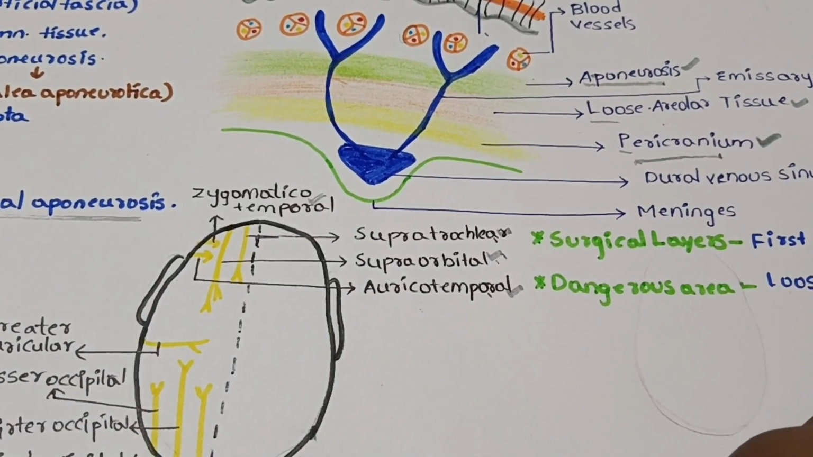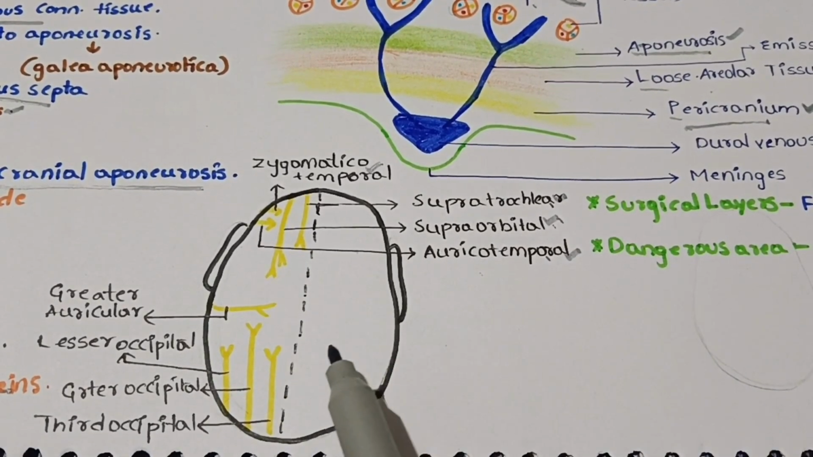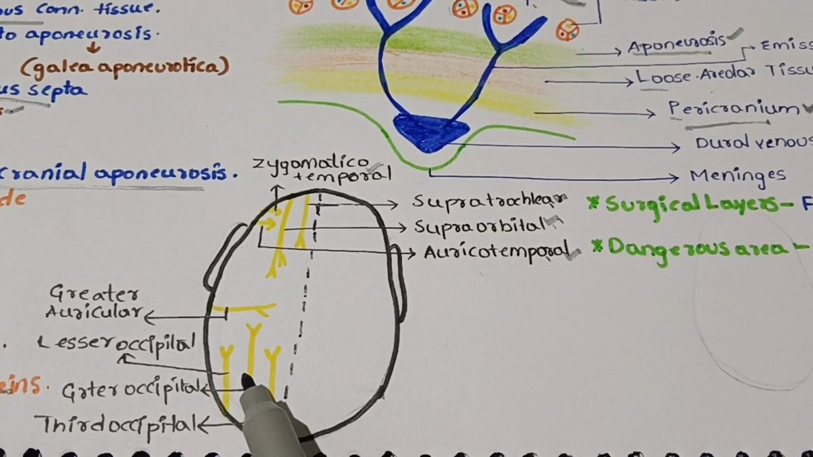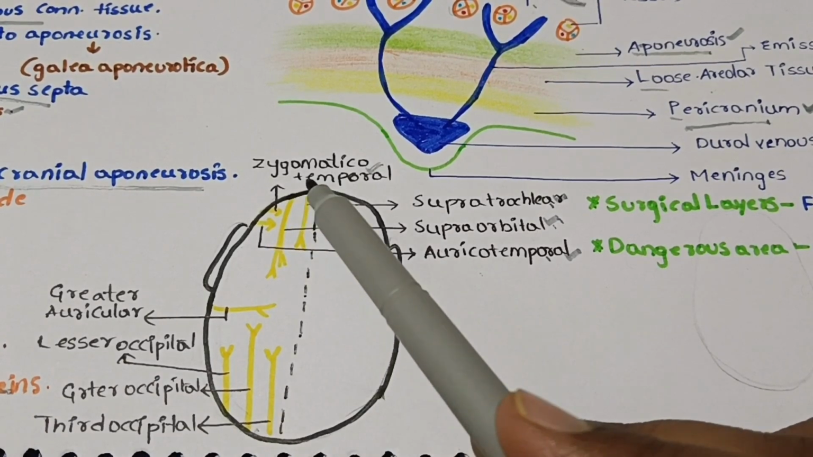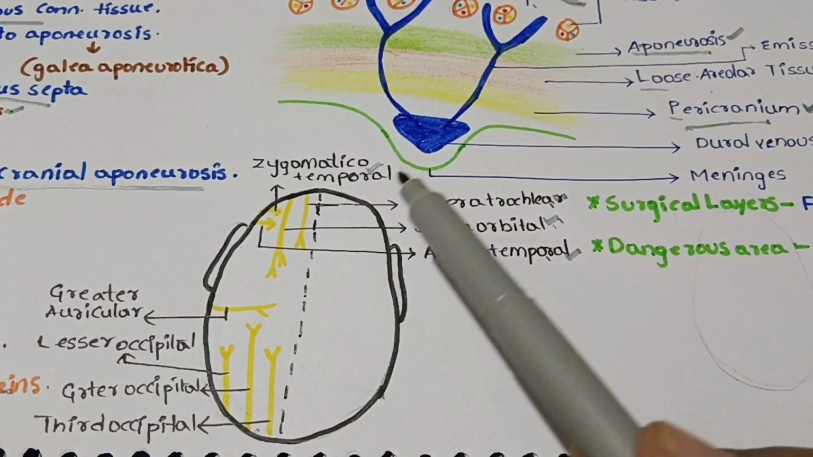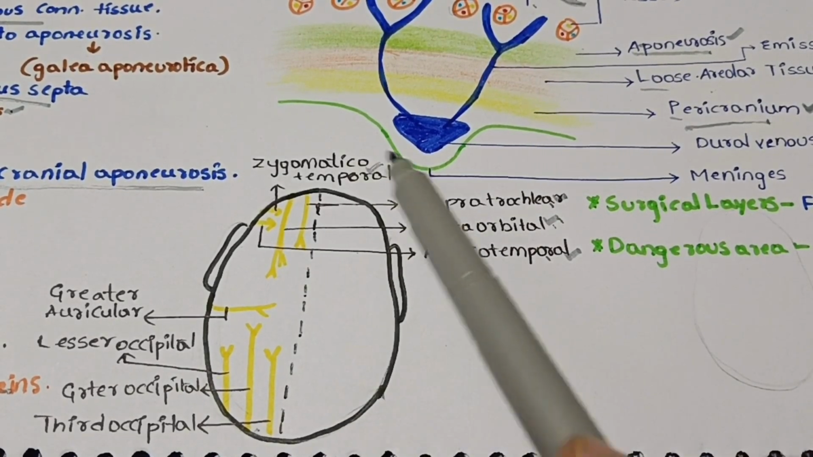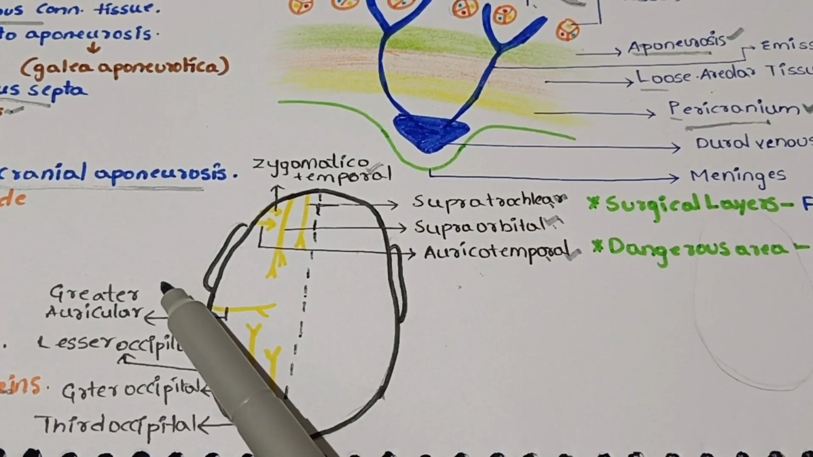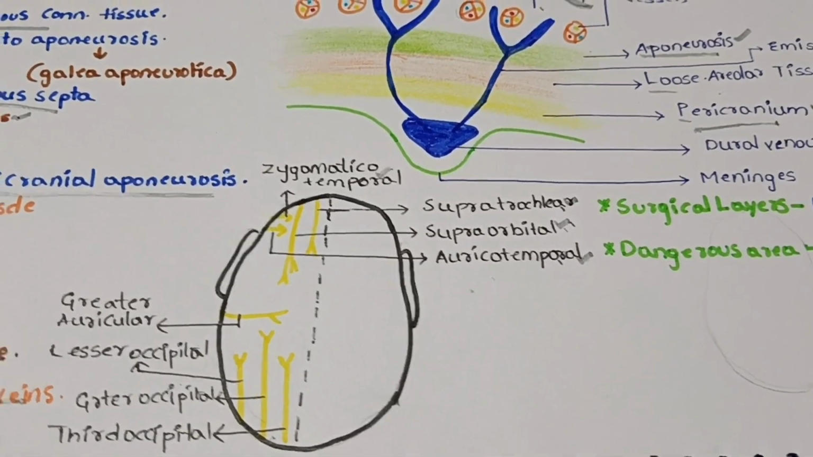And post-auricular are 4. What are they? Greater auricular, lesser occipital, greater occipital, and third occipital. Easy to remember. Pre-auricular are 4, post-auricular are 4. Pre-auricular are supratrochlear, supraorbital, auriculotemporal, zygomaticotemporal. And post-auricular are greater auricular, greater occipital, lesser occipital, and third occipital. Yes, this is the complete discussion of scalp.